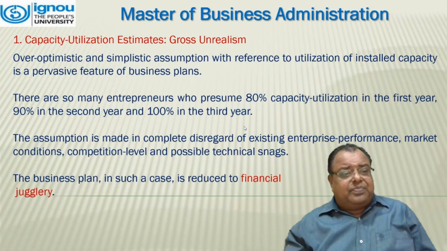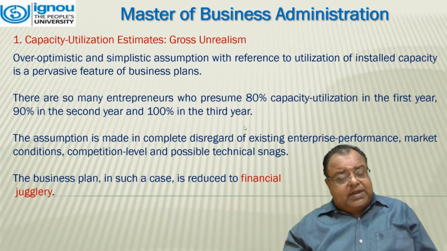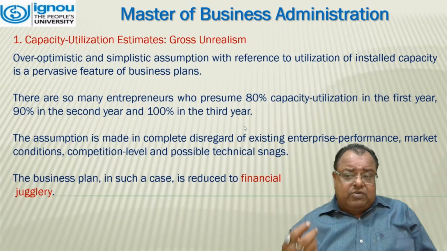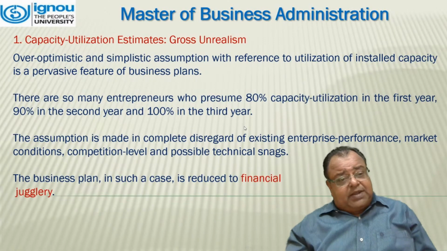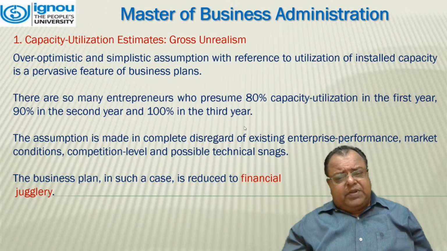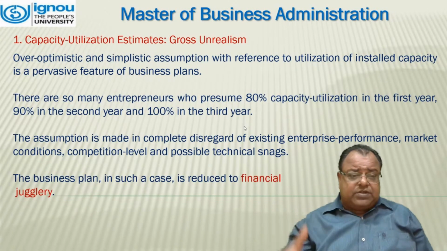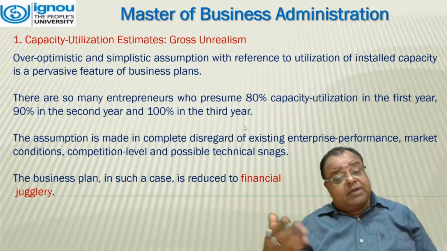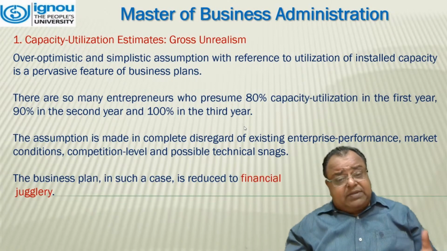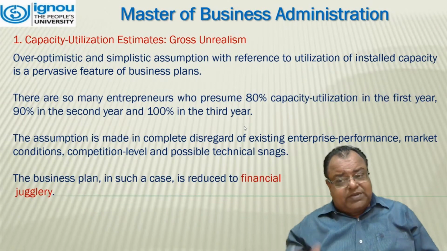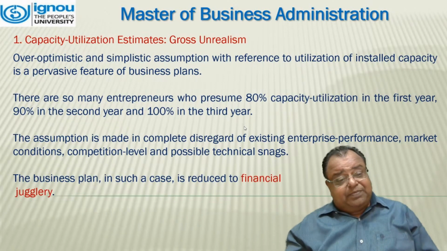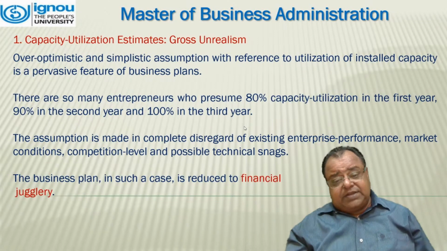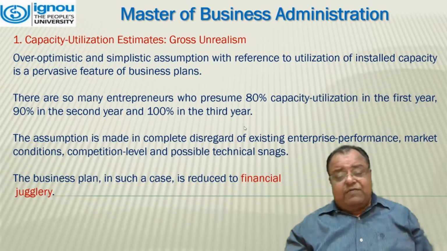Unrealistic, over-optimistic and simplistic assumptions with reference to utilization of installed capacity is a pervasive feature of business plans. There are so many entrepreneurs who presume 80% capacity utilization in the first year, 90% in the second year, and 100% in the third year. The assumption is made in complete disregard of existing enterprise performance, market condition, competition level, and possible technical snags. The business plan in such a case is reduced to financial fiction.